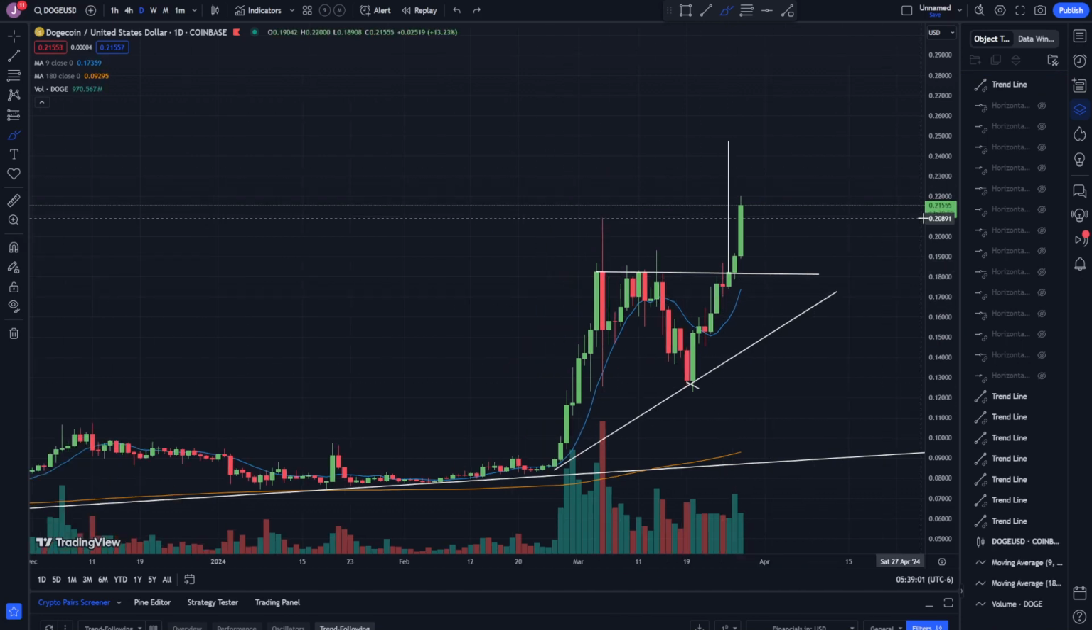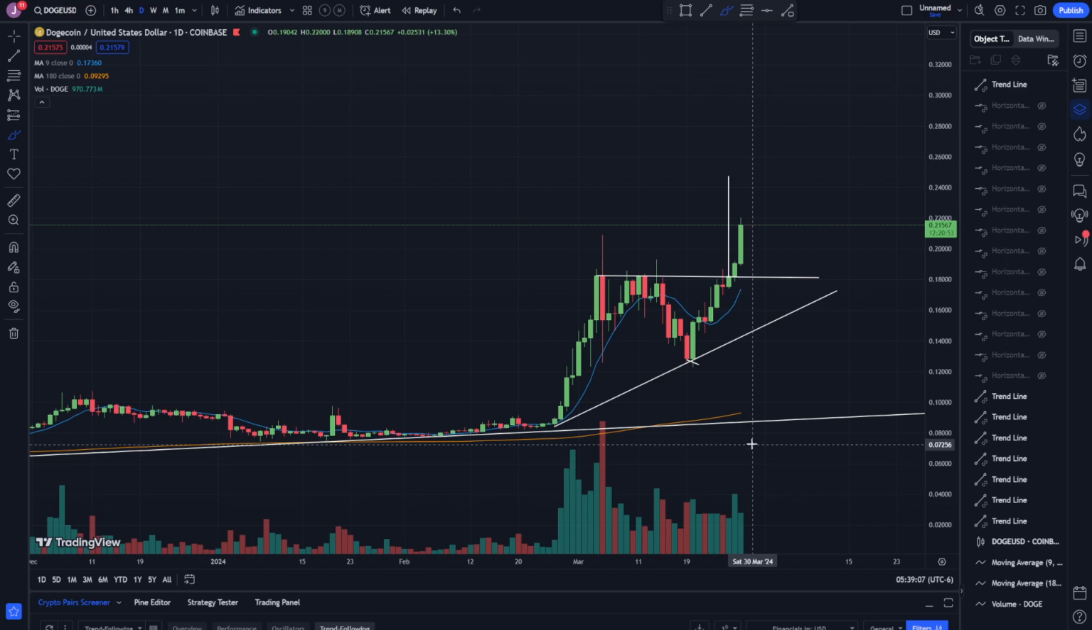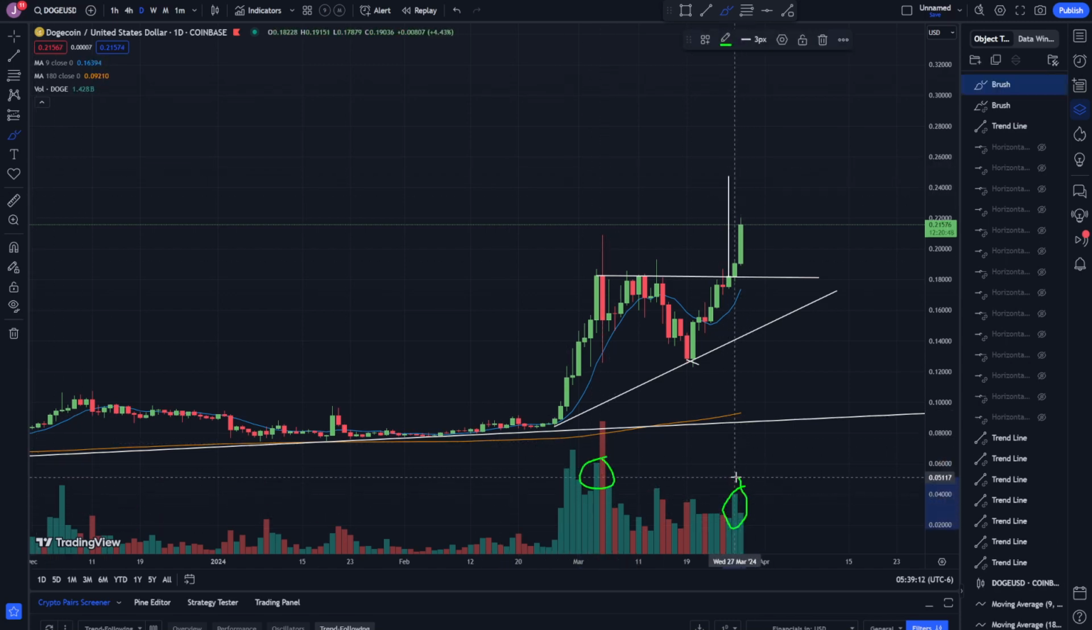All right, well, I think that about wraps it up here. Looks like we got some pretty good volume, and some pretty decent volume right here, it looks like.